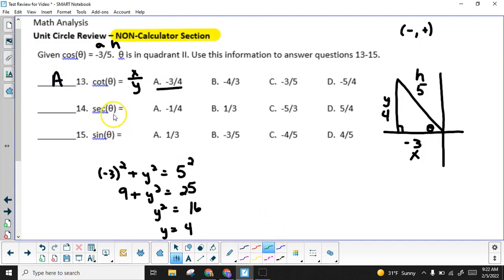For secant, that's the reciprocal of our cosine, and cosine would be our adjacent over hypotenuse, so this will be hypotenuse over adjacent. Hypotenuse is 5, and our adjacent, which is our x, is negative 3, so 5 over negative 3 would give us negative 5 over 3, choice C. And then for the last one, sine, which is our opposite over hypotenuse. Our opposite is 4, our hypotenuse is 5, and so 4 over 5 would be our answer for this question. So 13A, 14C, 15D.